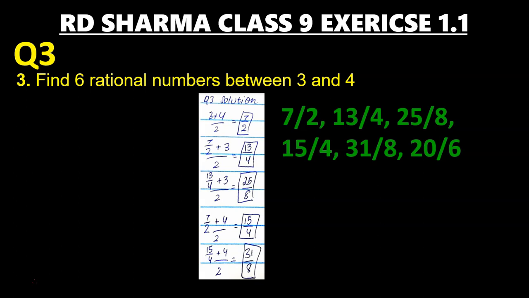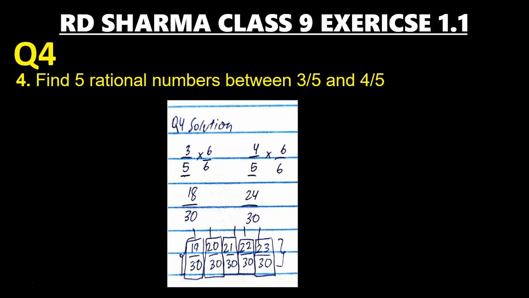For the next, to obtain 13 by 4, we used 7 by 2 and applied it as x for the formula and 3 as y, and we got the answer 13 by 4. Using the same method, we've got all the 6 rational numbers between 3 and 4.